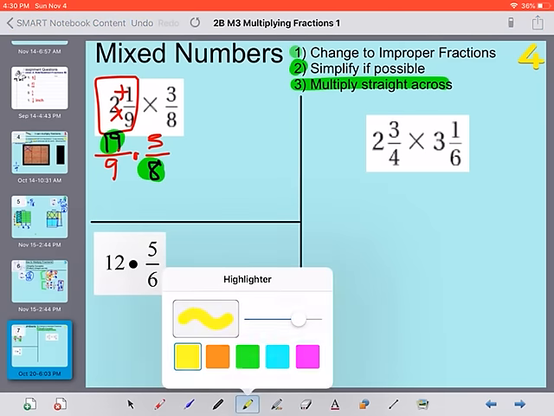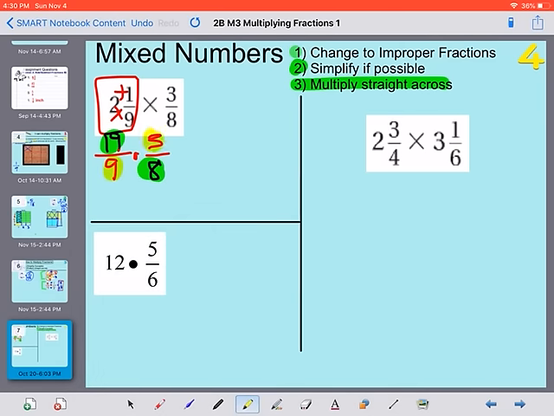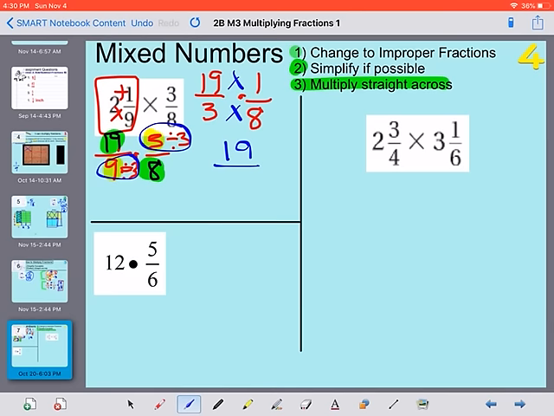However, our 9 and our 3 are both multiples of 3. So I'm going to divide those by 3. So we really have 19 over 3 times 1 over 8. I simplified here and here. So if we multiply straight across now, 19 times 1 is 19. 3 times 8 is 24. So our answer would be 19/24.